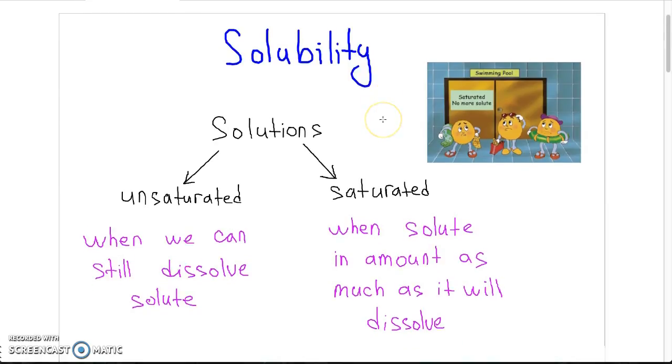Solubility can be translated in Kazakh as ерігіштік, or in Russian as растворимость.